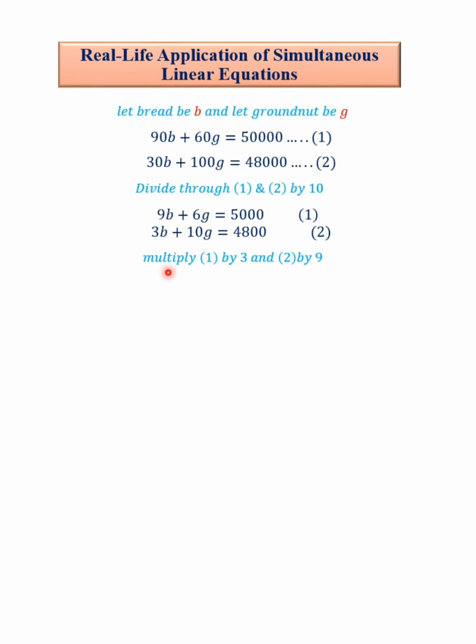This is what I mean. Multiply equation 1 by 3 and equation 2 by 9. So we have 3, that is this 3, multiplying equation 1, 9b plus 6g equals 5,000. And 9, this 9 here, multiplying equation 2.